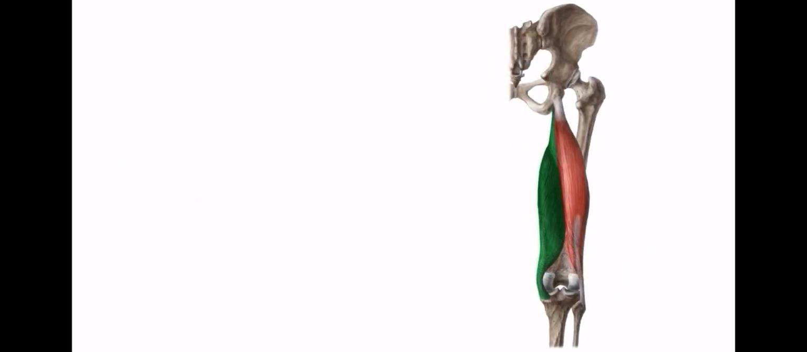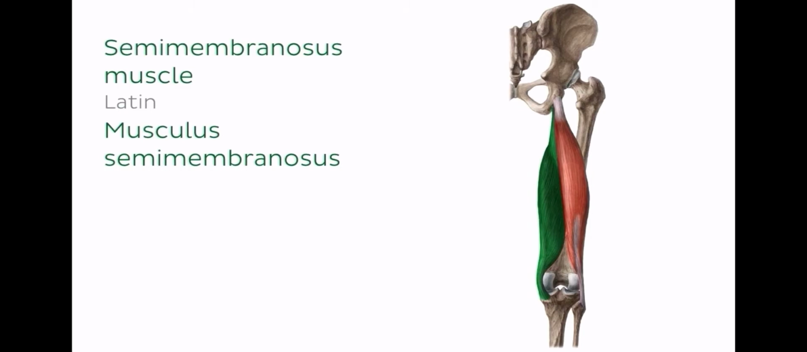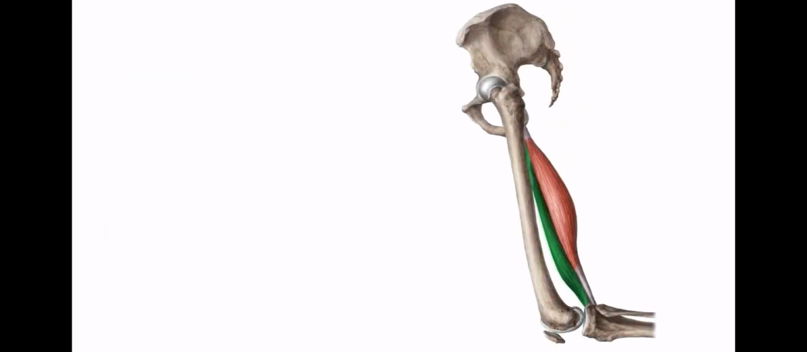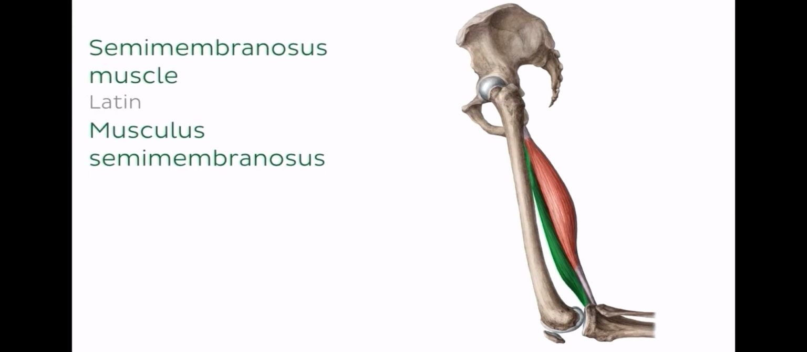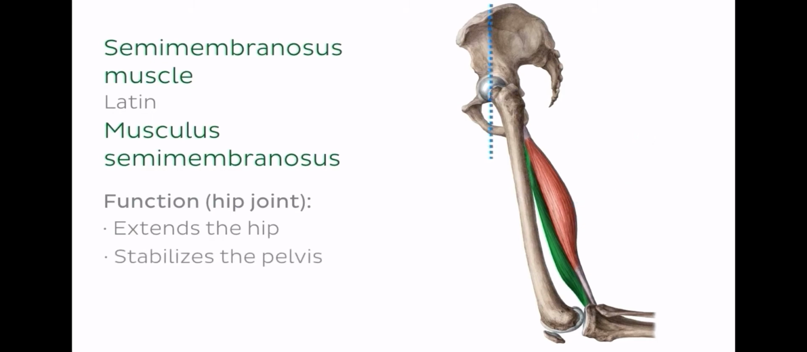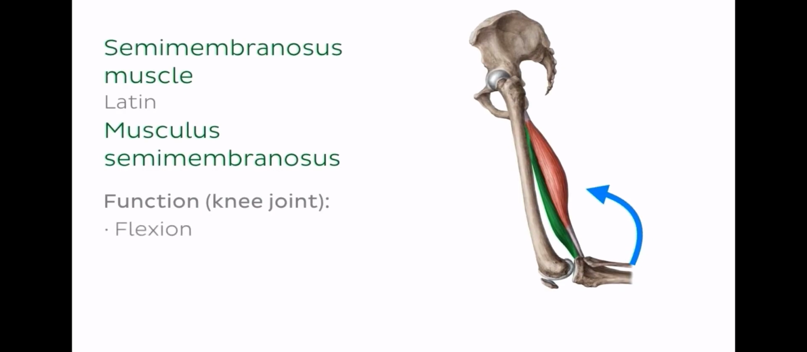Now let's have a look at our second hamstring muscle. And the second hamstring muscle is the semimembranosus, so called because it has a flat membranous shape. And the muscle is located medially in the posterior compartment of the thigh, as you can see in the image. So let's come back to our lateral view of the pelvis and the thigh, where we can see the semimembranosus muscle highlighted in green. And the semimembranosus muscle extends the hip and stabilizes the pelvis in the sagittal plane. In addition, it also facilitates flexion and internal rotation at the knee joint.